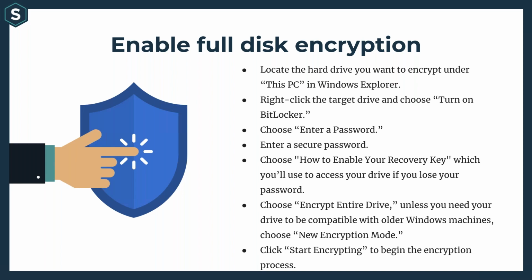Choose Encrypt Entire Drive. This is a more secure option that encrypts files that have been marked for deletion but haven't yet been overwritten. Unless you need your drive to be compatible with older Windows machines, choose New Encryption Mode. Click Start Encrypting to begin the encryption process. This will require a restart if you were encrypting your boot drive. The encryption may take some time depending on the size of your drive, but it will run in the background and you'll still be able to use your computer while it runs.